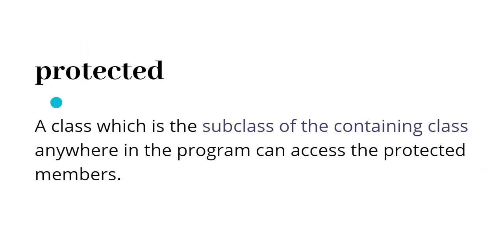Okay, so protected: a class which is a subclass of the containing class, anywhere in the program, can access the protected members. So protected means we can access it from a subclass of the containing class. If you use protected, then we can only access it from its subclasses.